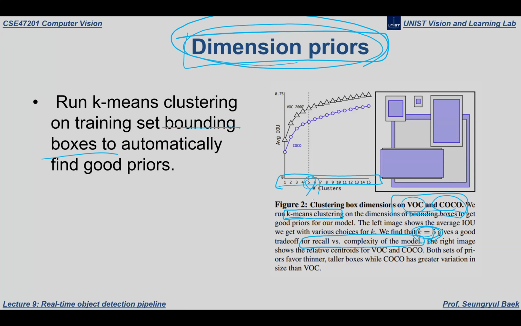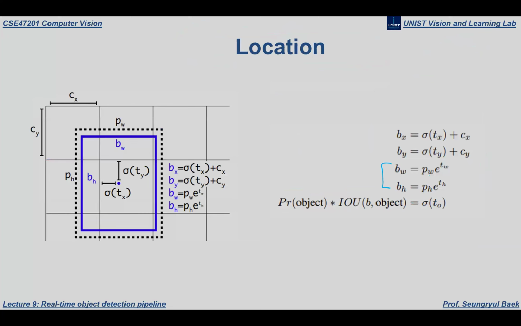initial dimensions. So this is an example of their bounding box sizes. They just have the priors for their width and height, and they now have 5 representative values for width and height. From all the training data, they decide 5 representative widths and heights for the bounding box.